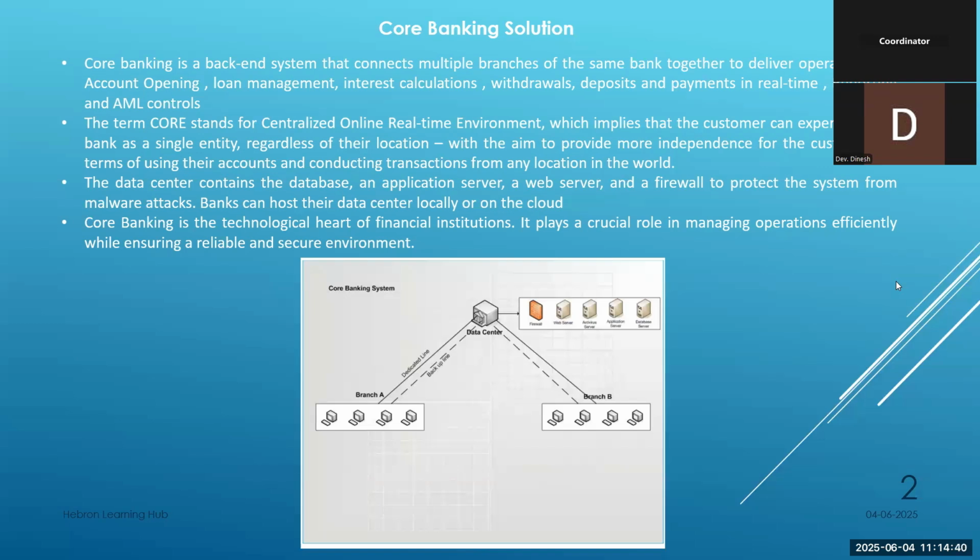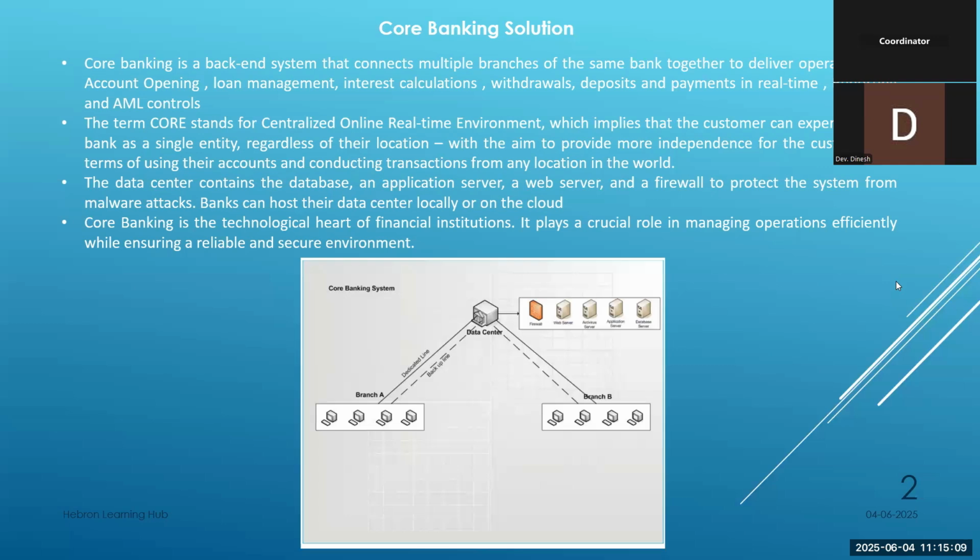Multiple branches of the same bank can deliver operations like account opening, loan management, interest calculation, withdrawals, deposits, and payments in real time, reporting, and AML control. So all the transactions of a branch are being done through the core banking system. Multiple bank branches are connected to the core banking system. Core banking system is nothing but a data center, right?